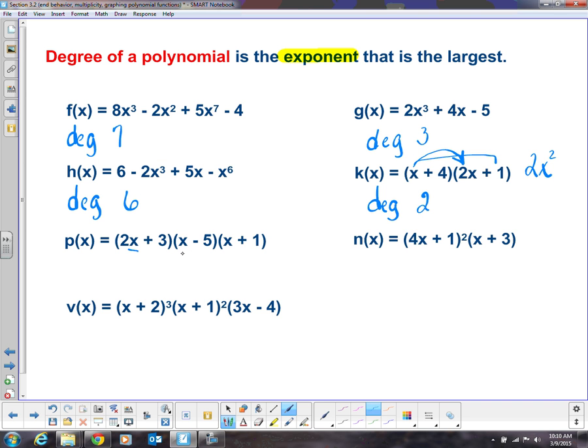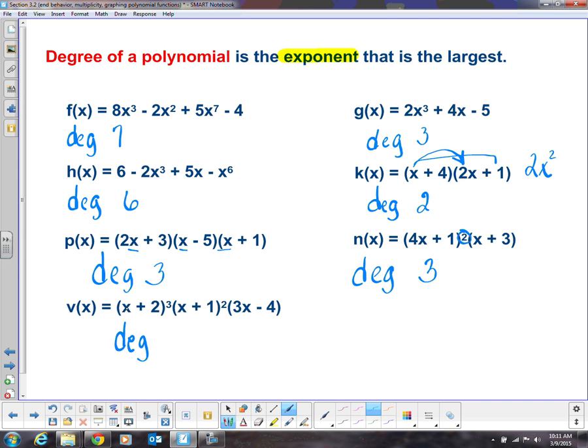What do you think your degree is going to be now? 3. What about now? Why isn't it 2? What does that say? That's going to be a squared x times that x is going to give you x to the... So now what is this degree?